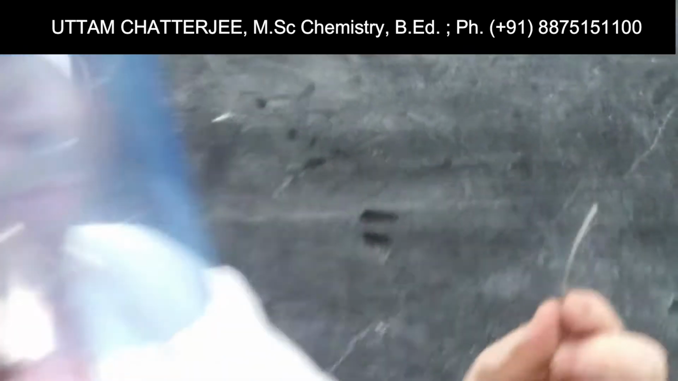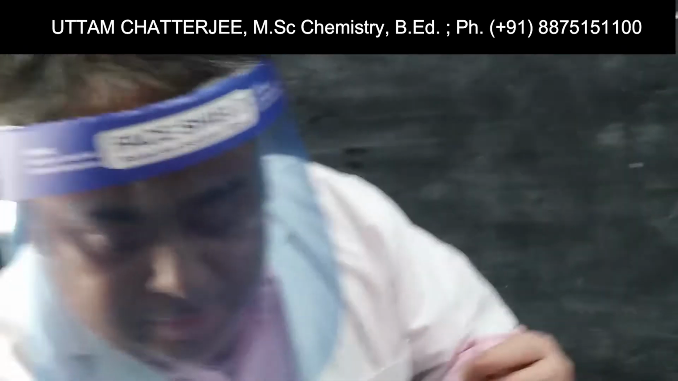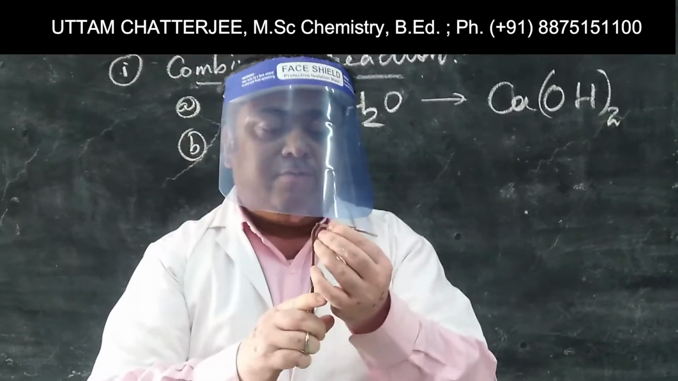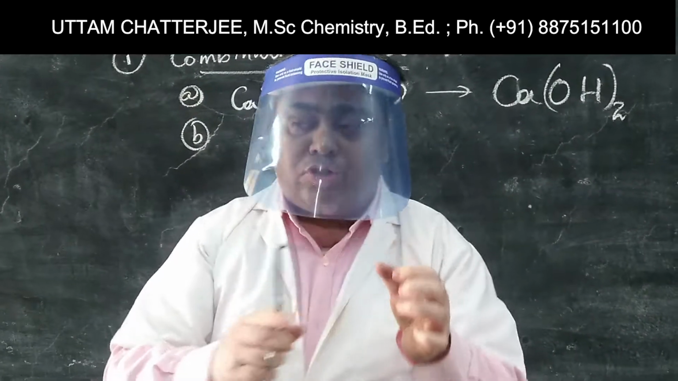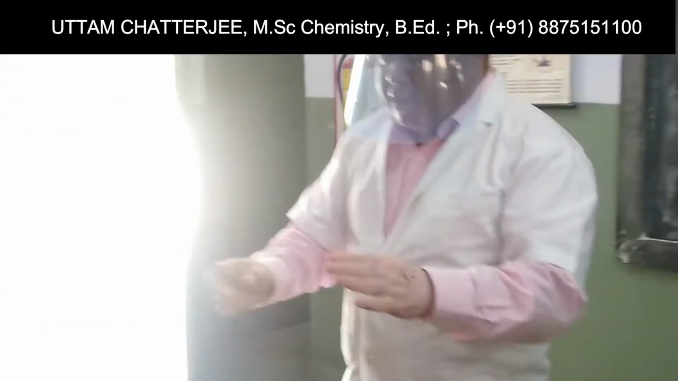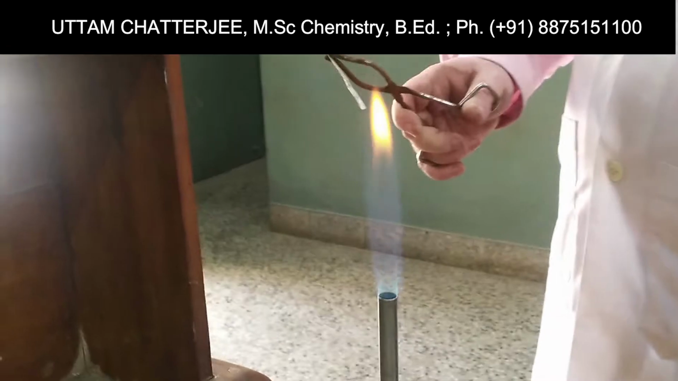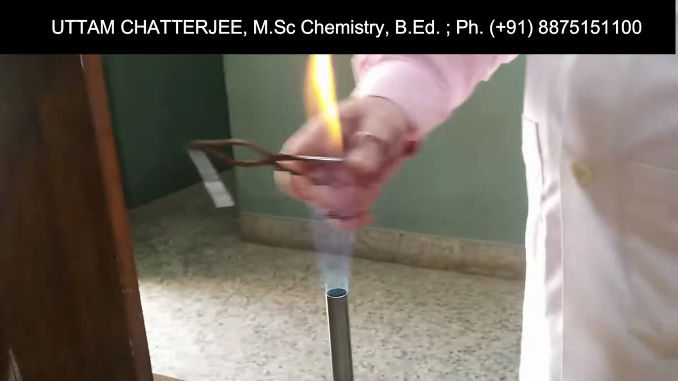I have scratched the surface, now it is shiny. I will hold it with the help of tongs, because I am going to heat it in flame, in oxidizing flame, wherein it will combine with oxygen. If you see this flame, the outer bluish part is oxidizing flame, which is near to oxygen.